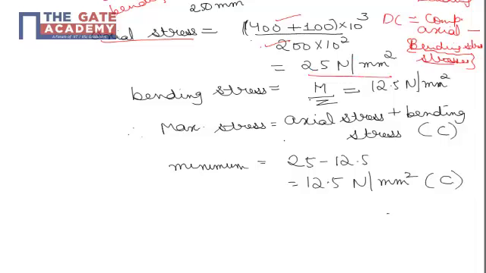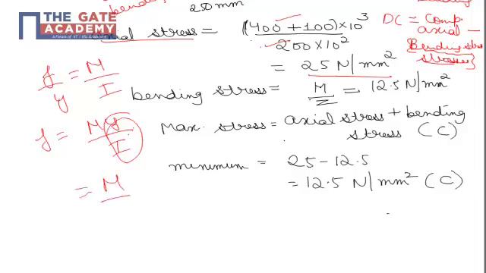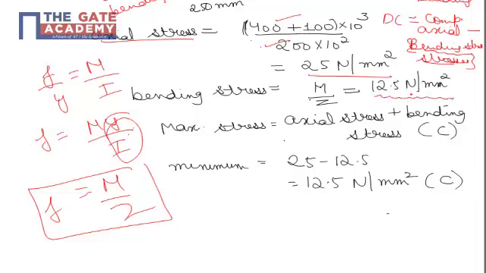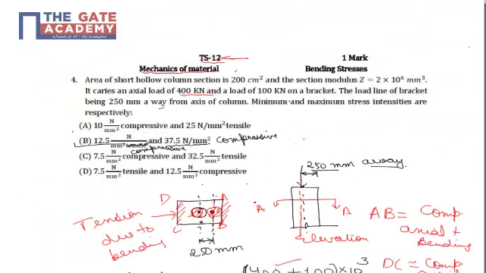If we talk about bending stresses, we know that f by y is equal to M by I. So f, that is stress, is M y by I, where I by y is Z, that is section modulus. So f can be written as M by Z. So bending stresses are M by Z, which is coming out to be 12.5 Newton per mm square. On this side they will be compressive, on the other side they will be tensile in nature.